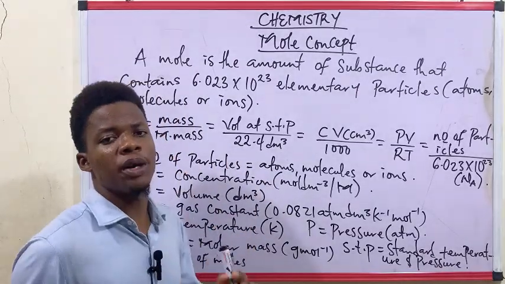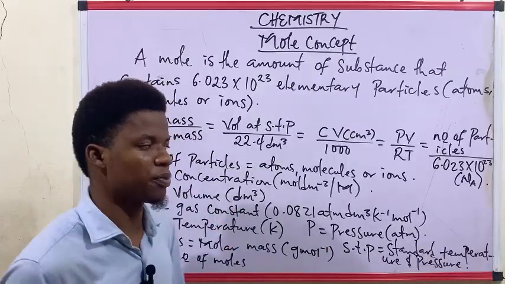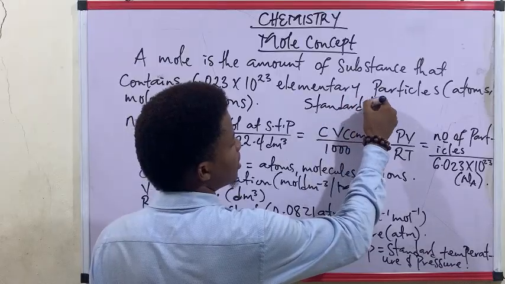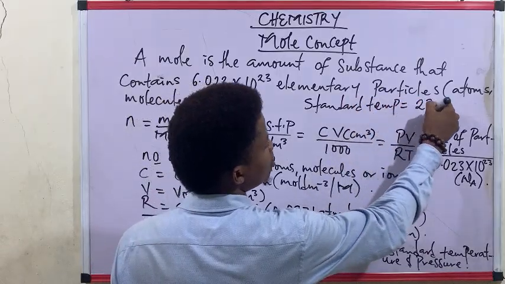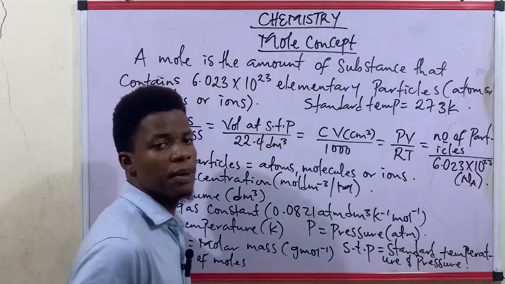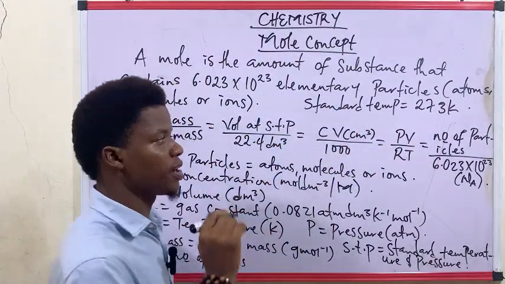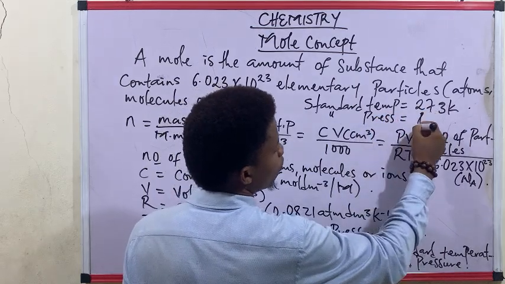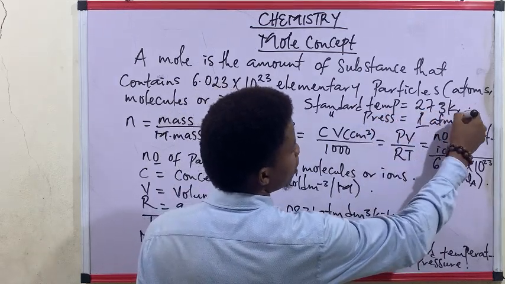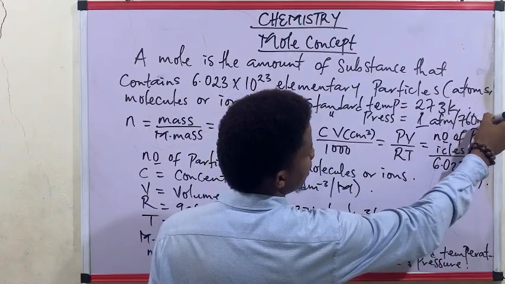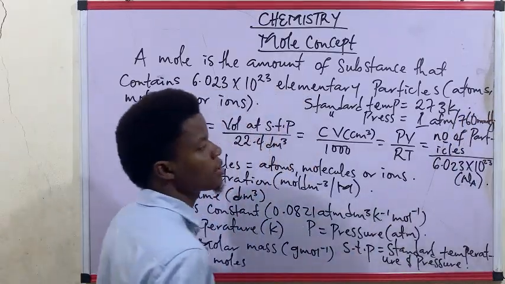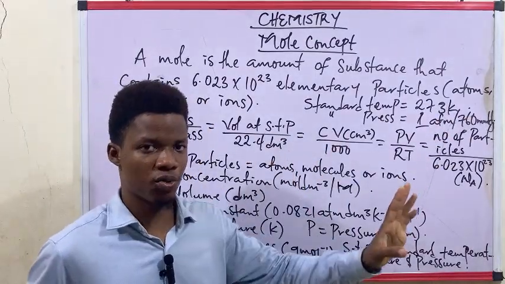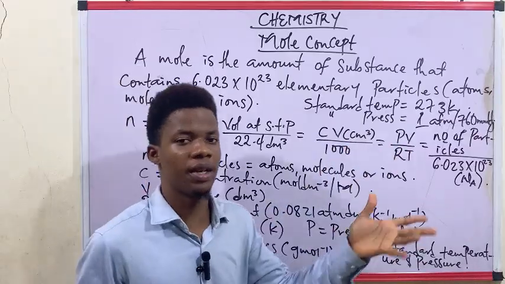Let's expand on this. When we're talking about standard temperature, what does standard temperature mean? The value for standard temperature is 273 Kelvin. So the value for it is what? 273 Kelvin. And when we are talking about standard pressure, the value for standard pressure is 1 atm, or you can also work with 760 mmHg. So you can work with 1 atm, or you say 760 mmHg. So that's standard pressure. The standard temperature is 273 Kelvin.